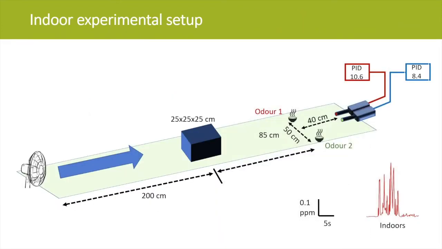To do that, we use two mini PIDs fitted with two different UV lamps, a 10.6 and an 8.4 lamp, presenting odors in two different configurations. In odor 1, we had a separate odor than odor 2, and we presented them as a mixture or as separated sources. Now, to create a naturally turbulent environment, we used a fan and an obstacle to create almost an outdoor kind of environment, and hence observed that the indoor odor plume recordings were very similar to the outdoor ones.